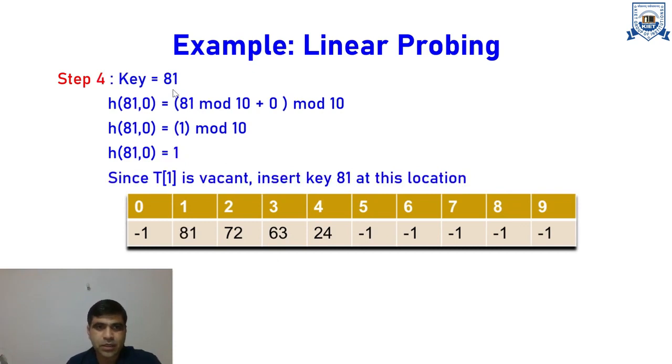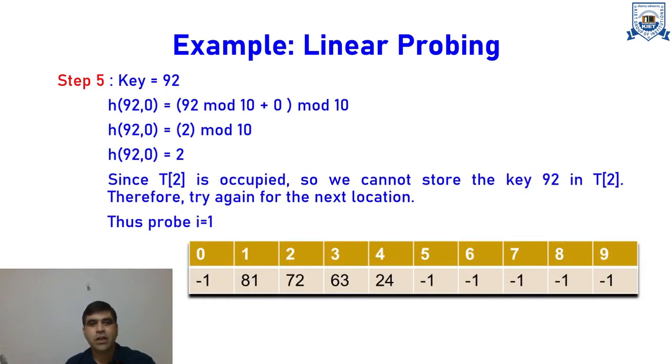Then comes 81. For 81 also we apply the same hash function. This is h'(k), the original hash function, plus i, the probe number, because the first time we are looking for space to store 81. So 81 mod 10 is 1, plus 0 is 1, so it comes out to be 1. Location 1 is vacant, so we can store 81 there. Again no collision has occurred till now.